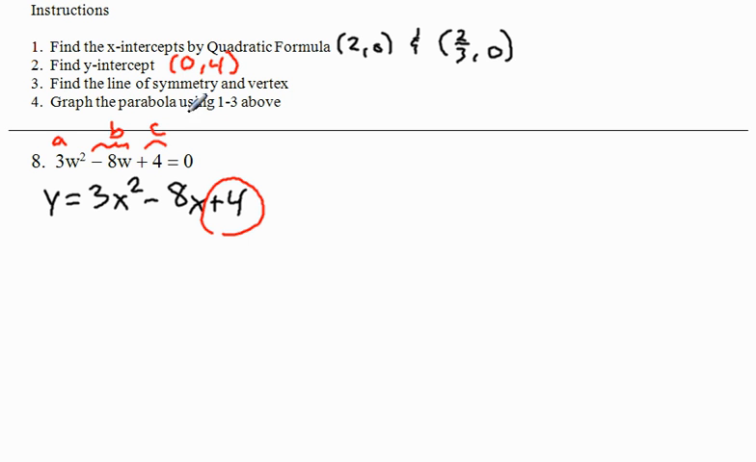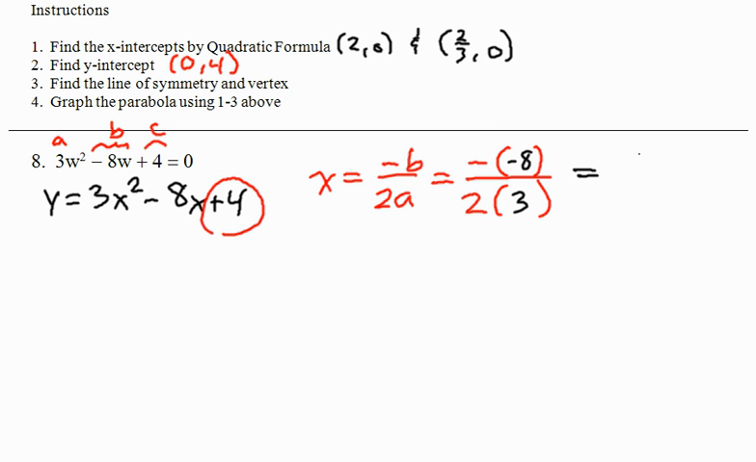Finally, we've got line of symmetry and vertex. The line of symmetry equation is x equals negative b over 2a. We have to plug in our a and b values. So negative b over 2 times the a value. For us, the b value was negative 8, so that goes here. Our a value was 3, that goes there. A double negative is a positive 8, divided by 2 times 3 is 6. And so 4/3 is the line of symmetry. So x equals 4/3 is our line of symmetry.